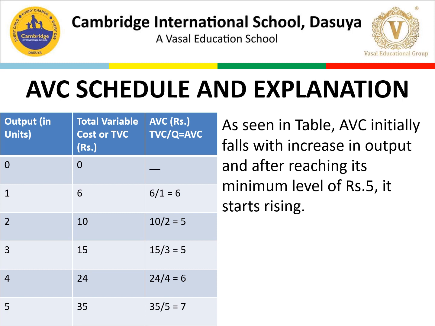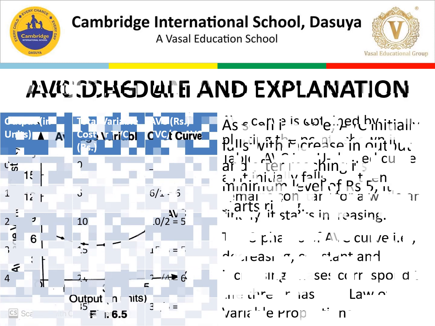So as seen in the table, AVC initially falls with an increase in output. Here, look, from 6 it becomes 5, okay. After reaching its minimum level of ₹5, when it reaches the minimum level at 5, after that it starts increasing again, 6, 7, okay. So this is the explanation for the schedule of AVC. Now let's move to the next thing, that is the curve.